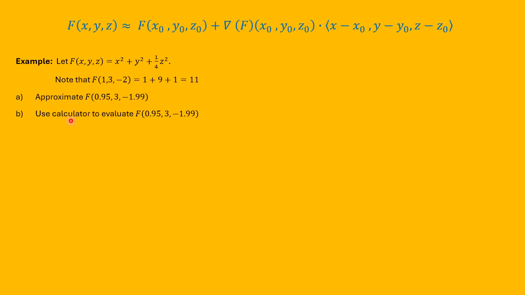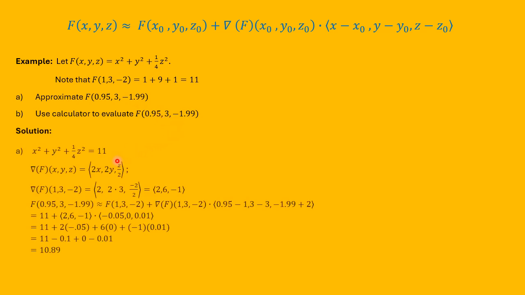In part B, we'll use a calculator to evaluate f of this up here so that we can see how close our tangent line approximation was. So here's our solution. First of all, this part looks about the same as we had before. X squared plus y squared plus 1/4 z squared equals 11. This is our f of x, y, z right here. The gradient of f at 1, 3, minus 2 is still 2, 6, minus 1. So now we do something different from this point on.